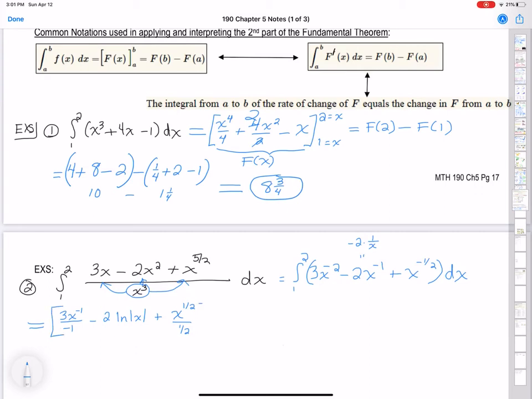But I don't want to use the integral symbol, but I do need to remind myself I still need to evaluate between my limits of integration, so between 1 and 2. Some instructors you might see even write it as x equals 1 and x equals 2, because those are x limits of integration.